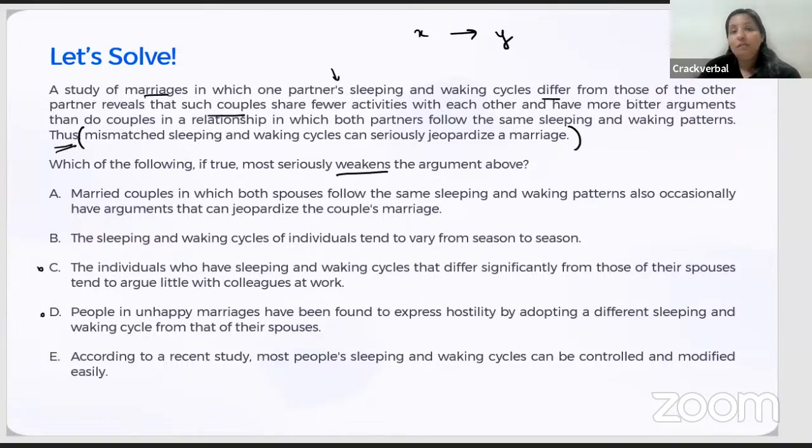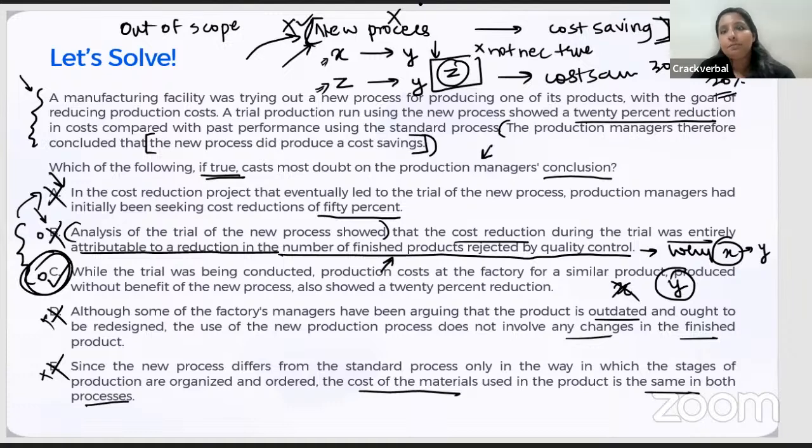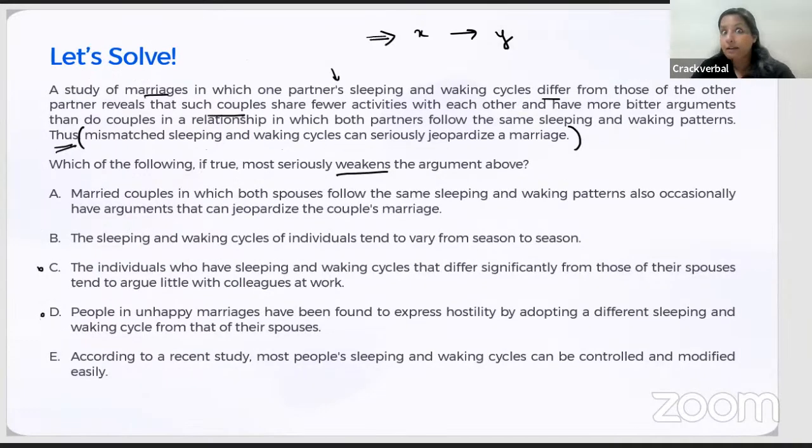So far, we've already seen one way in which we can weaken a causal relationship, in the question about new processes bringing about cost saving. We saw that X caused Y, and we realized one way in which we can weaken this is by finding a Z that causes Y. So that is one alternative that we have. When you see a weaken the argument question and you see a causal argument pattern, let's keep our mind open that maybe there is a Z that is causing Y. Let's check. Now, each option, let's have a look.